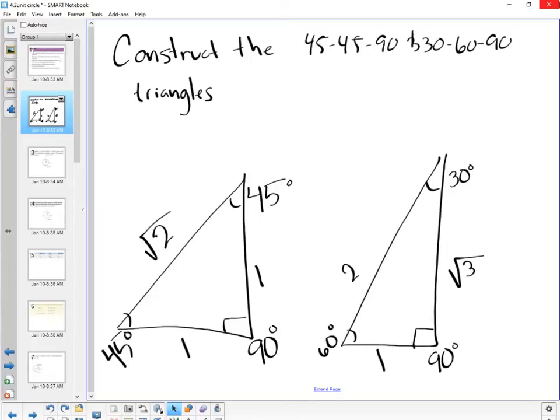Good morning, everybody. Go ahead and take a look at these beautiful 30-60-90s and 45-45-90s brought to you by Madeline. Make sure that your proportions are correct and that your sides are correct. Notice that in the 45s you do have 1, 1, radical 2. Opposite to 30 is the 1. Opposite to 60 is the radical 3.